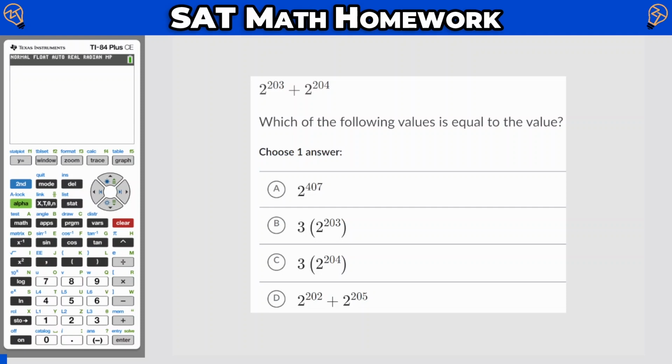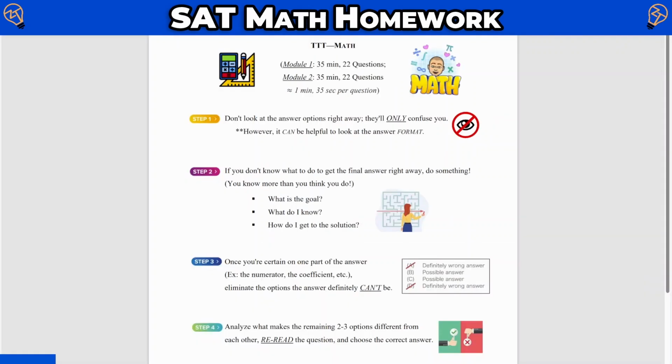This is a pretty tricky question. So essentially what you're gonna do here is look for the greatest common factor. And the way you would kind of know that is, even though we know that we don't look at the answer options right away because they'll only confuse you, remember, it can be helpful to look at the answer format.